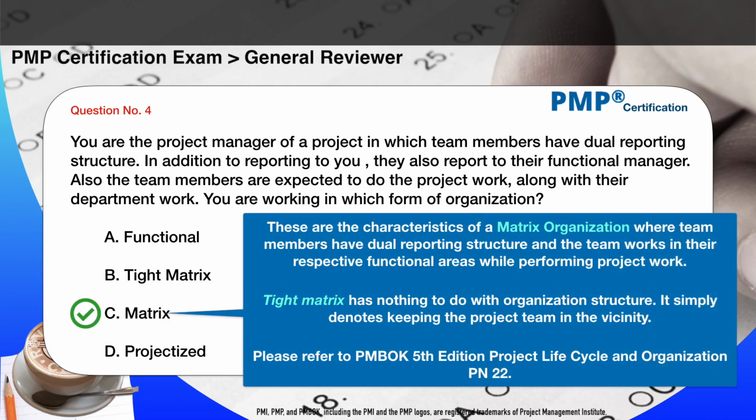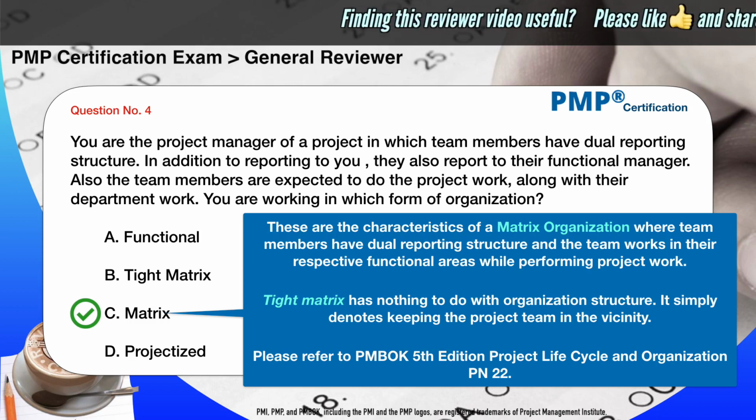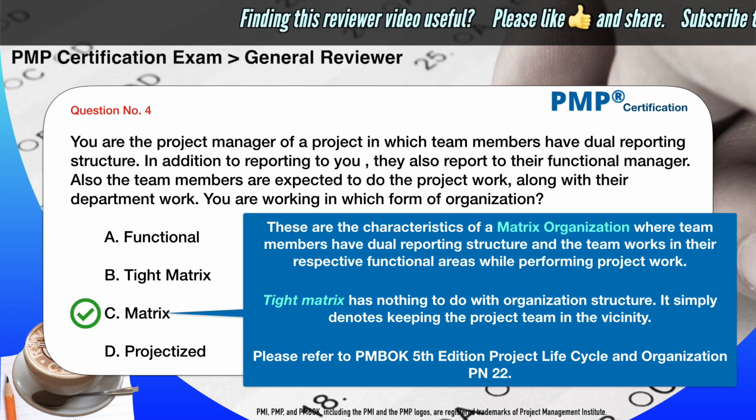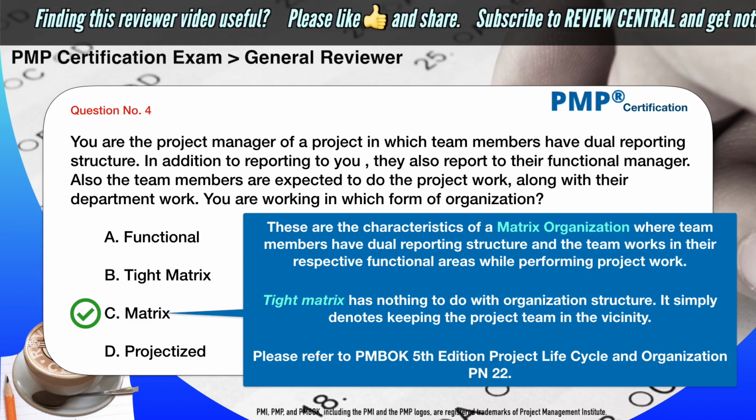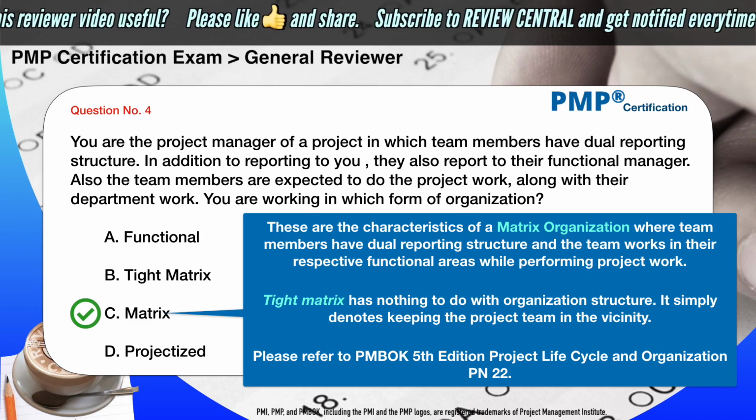The correct answer is C. Matrix. These are the characteristics of a matrix organization where team members have dual reporting structure and the team works in their respective functional areas while performing project work. Tight matrix has nothing to do with organization structure. It simply denotes keeping the project team in the vicinity.